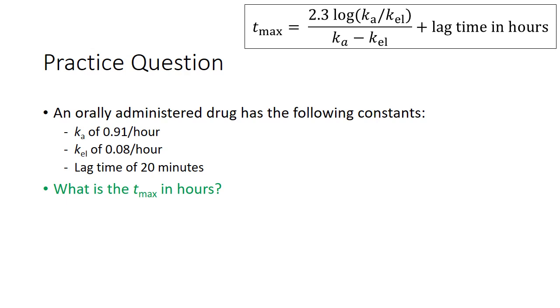I want you to do this first, and then say, if we know the Tmax, how can we figure out the Cmax? After this we'll know at what time we have the maximum plasma concentration, and once we know that time, we can go back and ask, at that time, what is the actual plasma concentration? The Tmax equation is up top there.